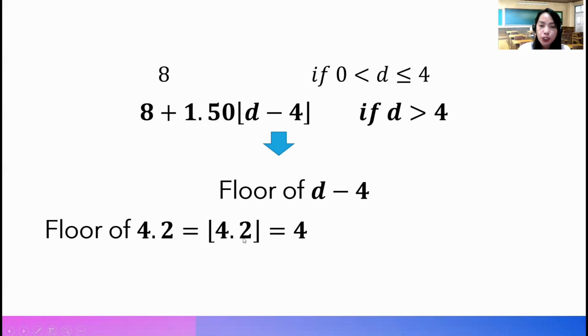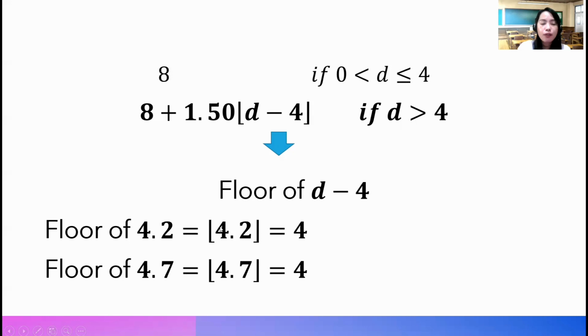Ang floor ng 4.2 ay 4. I-round down mo lang siya. Parang round down. Magfo-focus ka lang sa whole number, which is 4. Kung ano yung whole number ng decimal or fraction, yun na yung sagot sa floor function. What is the floor of 4.7?